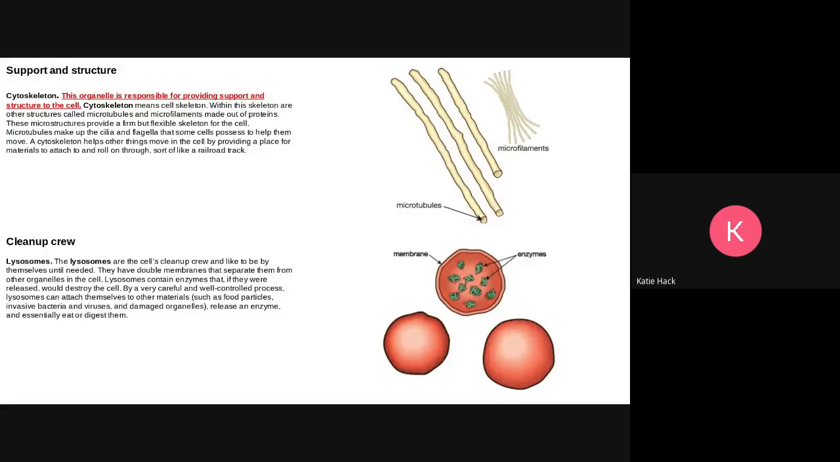They like to be by themselves until they're needed. They have double membranes that separate them from other organelles in the cell. So lysosomes contain an enzyme that if it was released, it would destroy the cell. And so by a very careful and well-controlled process, lysosomes can attach themselves to other materials, such as food particles, invasive bacteria, viruses, or even damaged organelles. It'll then release the enzyme and essentially it'll eat or digest the bad stuff.